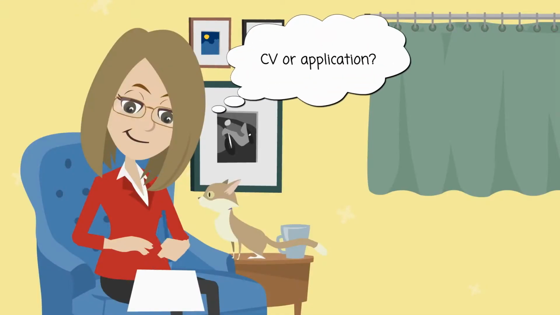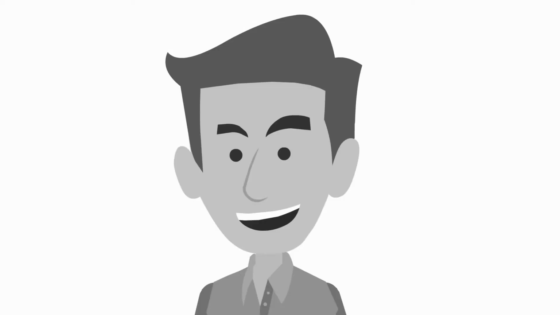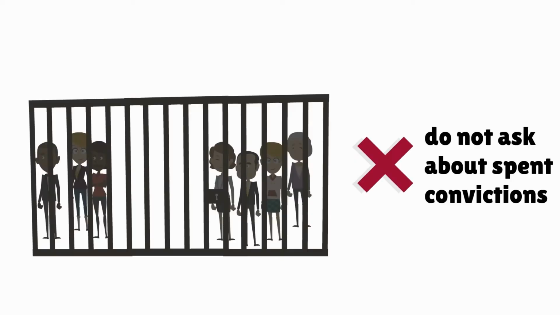How will the candidates apply for your job? You could ask candidates to send their CV or fill in an application form. Generally, it's not acceptable to ask candidates to provide a photograph of themselves. You can ask on the application form whether the applicant has previous convictions, but you are not entitled to ask the applicant to reveal spent convictions.